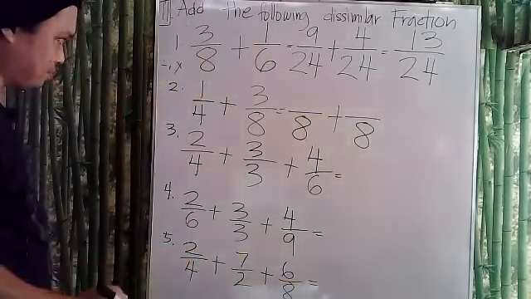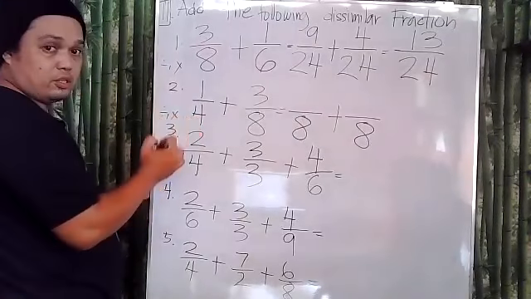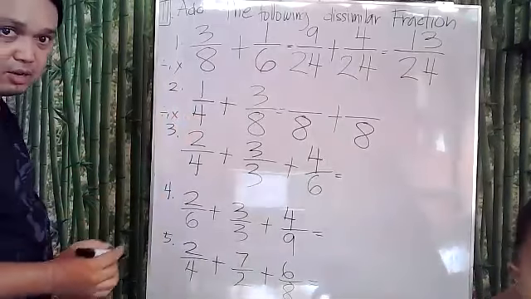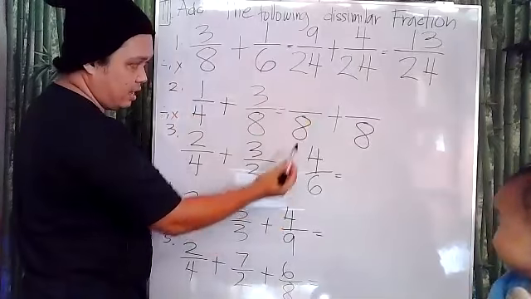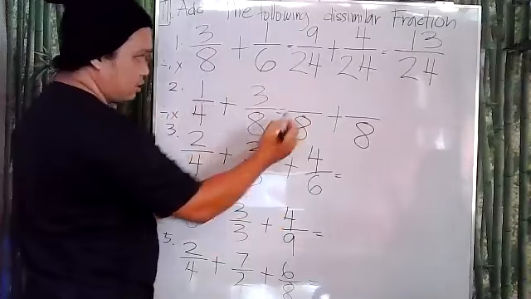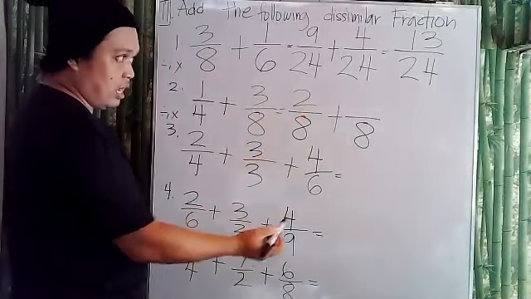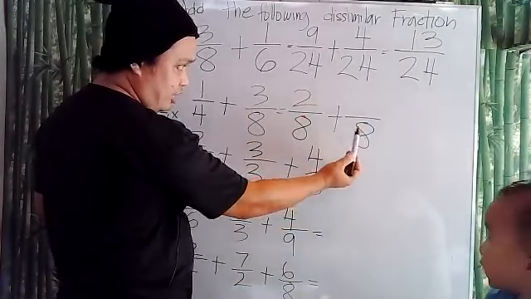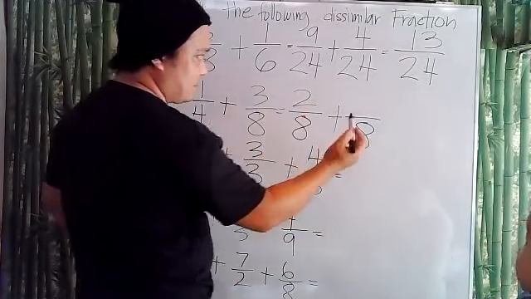So let's divide. To get their new numerators, we must divide and multiply. Let's do the process. To get the numerator here, let's divide: 8 divided by 4 is 2, and 2 times 1 is 2. We have 2 here. To get this numerator here, we divide and multiply. 8 divided by 8 is 1, and 1 times 3 is 3.